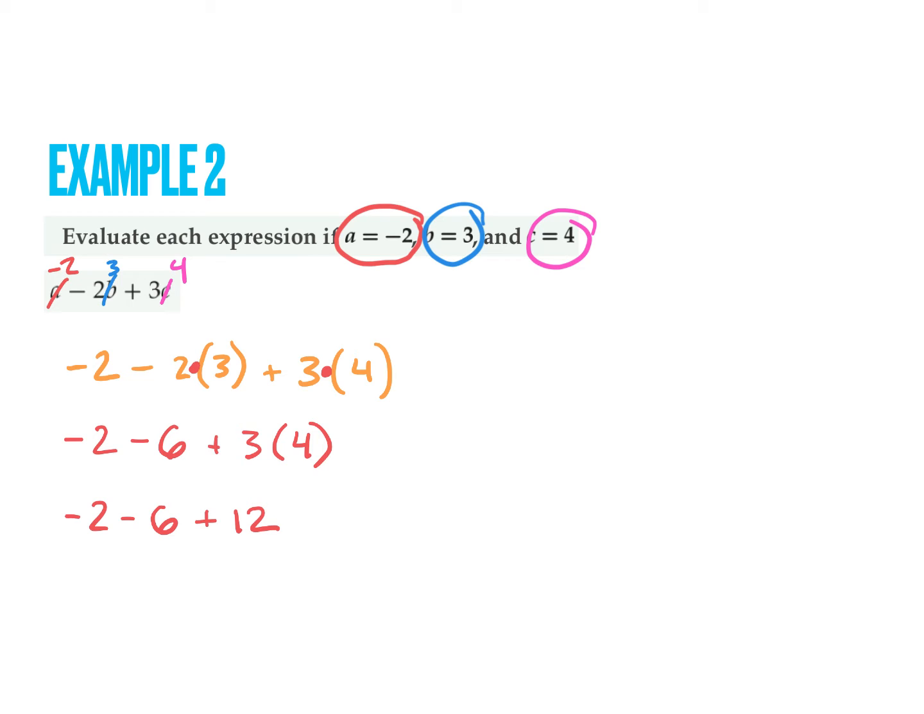What should I do next? Anybody? What do I do next? Combine the 6 and the 2. So it's negative 2 minus 6. Negative 8. Awesome. Negative 8 plus 12. And then what's negative 8 plus 12? 4. Good work. Any questions here?